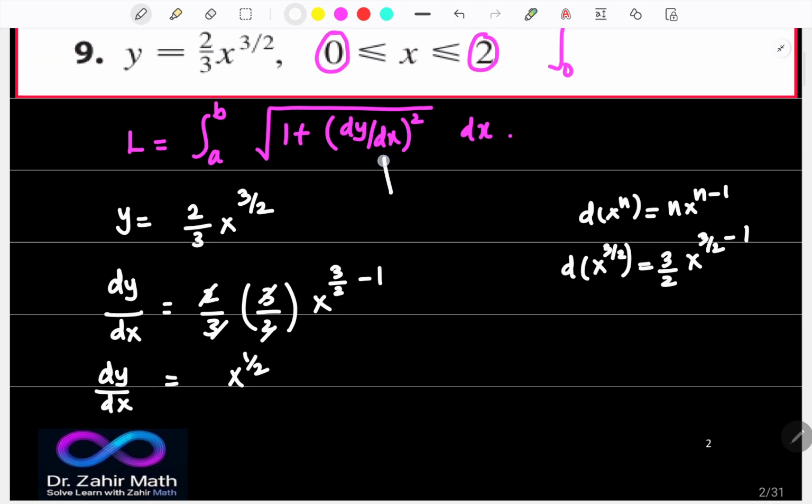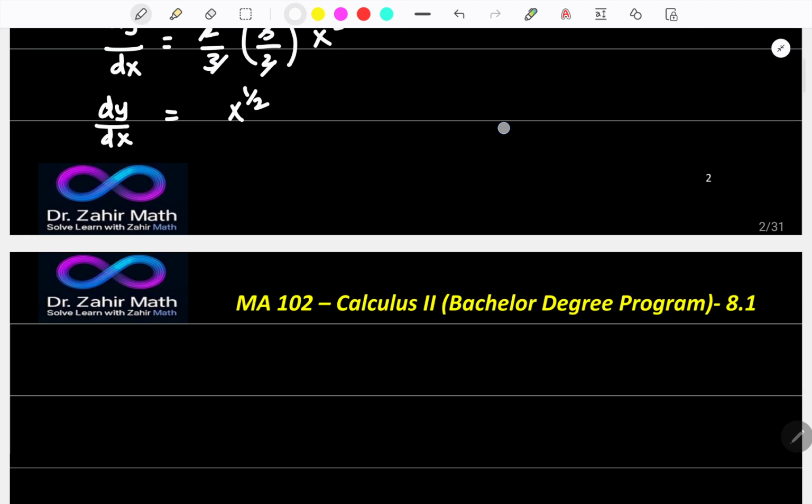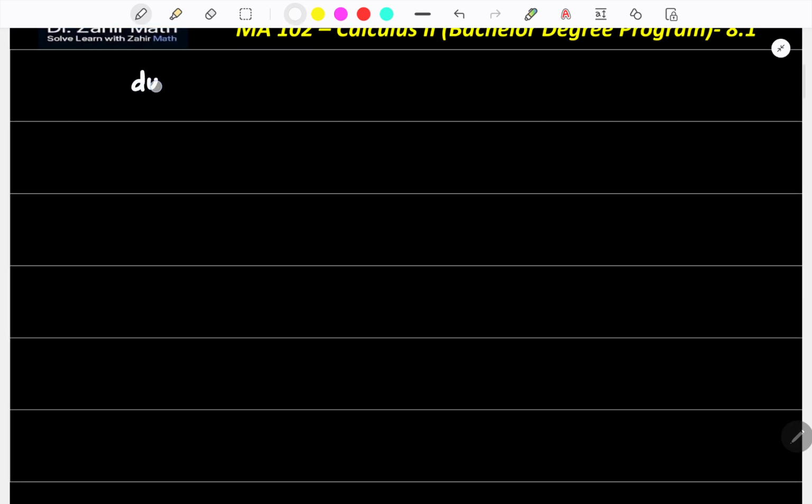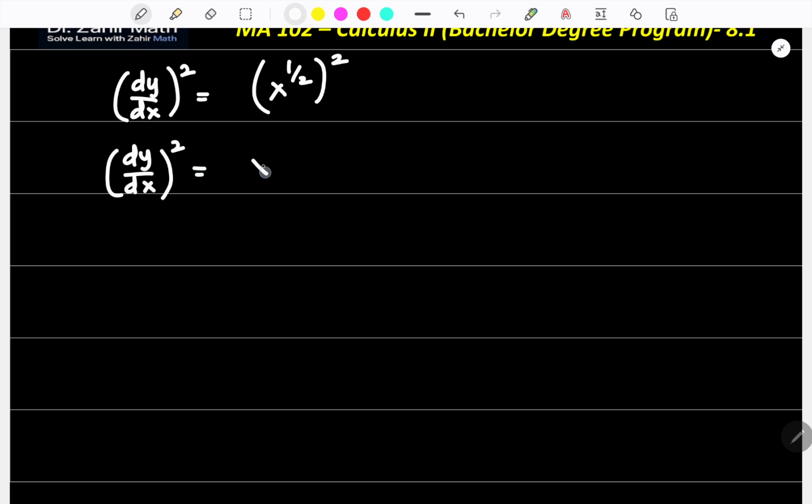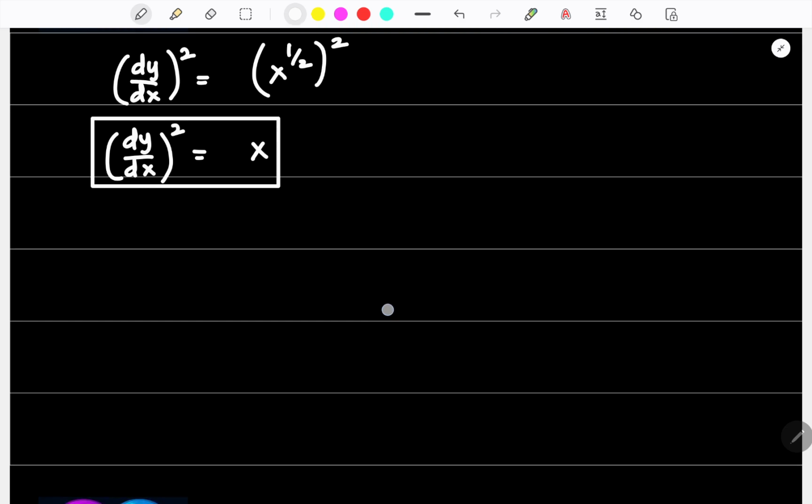Inside the formula, you need dy/dx the whole square. So try to find the whole square also so that you will not make mistakes. dy/dx the whole square, which is x to the power of half the whole square, which is equal to x. Is it okay, everybody? So close this as a box value. Don't forget this one. This is very important. dy/dx the whole square.